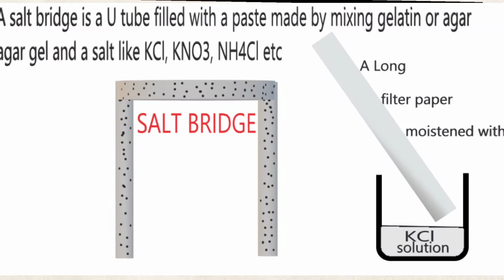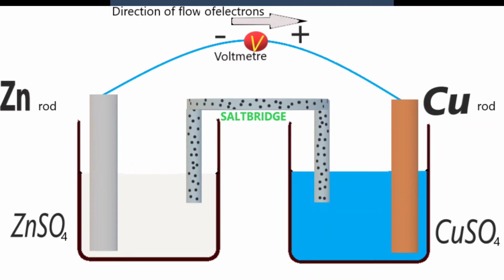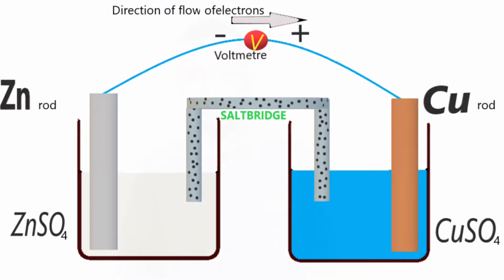A salt bridge is an arrangement which helps to complete the circuit by transfer of ions and maintains the electrical neutrality of the cell. A long filter paper which is moistened with a solution of potassium chloride can be used instead of a salt bridge. Such an arrangement in which chemical energy is converted to electrical energy by means of a redox reaction is called a galvanic cell or a voltaic cell. This one is an example for a galvanic cell.